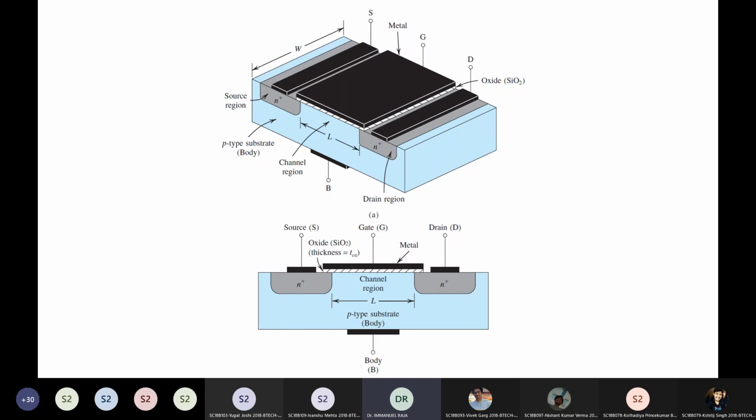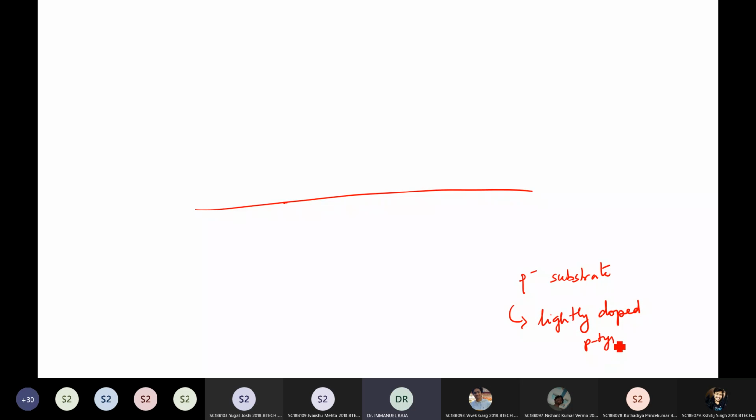Now, when you talk about a MOSFET, let me start with a blank slide. Usually for CMOS processes, you start with a typical P minus substrate. Now, what is a P minus? Basically, it is a lightly doped P-type silicon. So what is a P-type silicon? It has been doped in such a way that it has some excess of holes, which is the positive charge carrier.